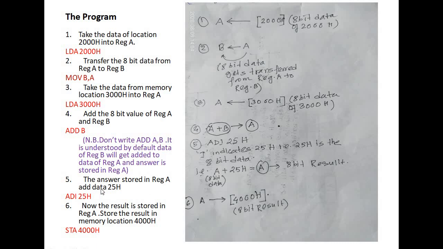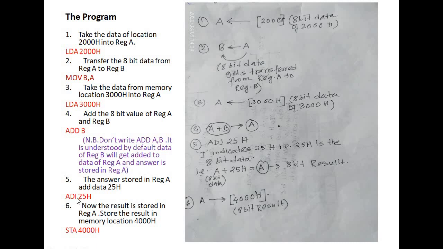Okay, and what was the fifth step? You have to add the data 25H. Here it is mentioned in the question that 25H is the data. We have already mentioned it in the question. For that you have to use the instruction ADI 25H. ADI means add immediate. Since 25H was the data, I have used I. ADI means add immediately. With what to add? 25H.